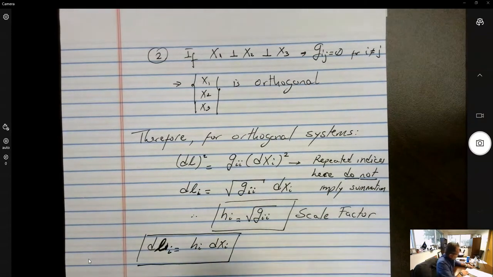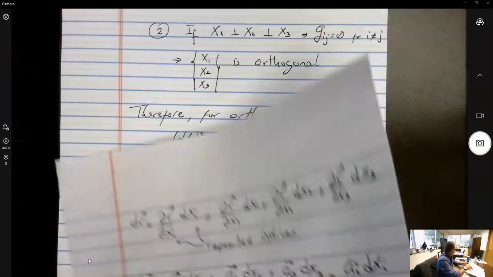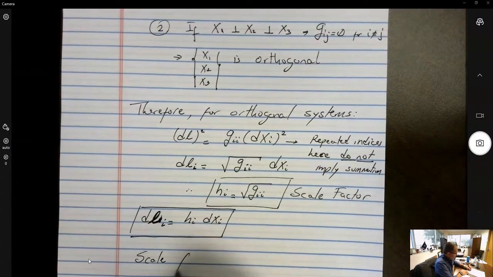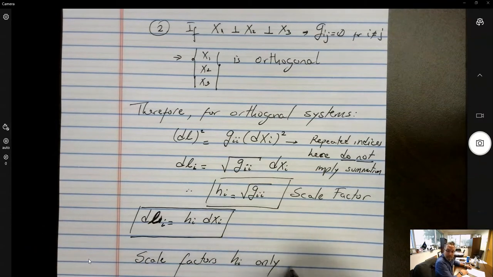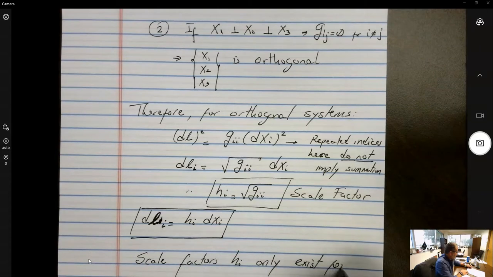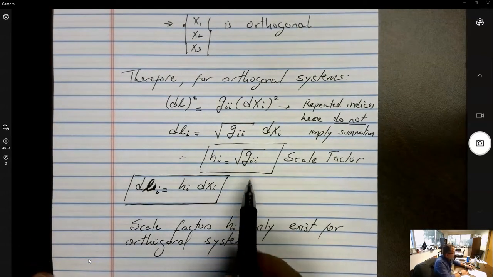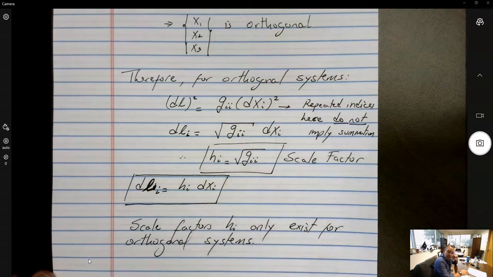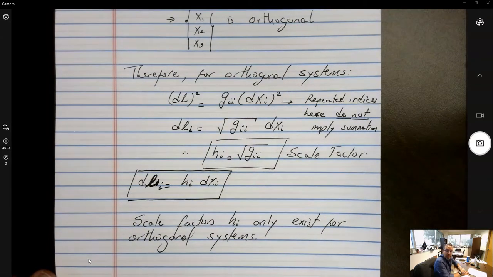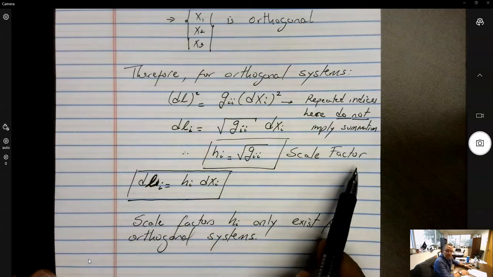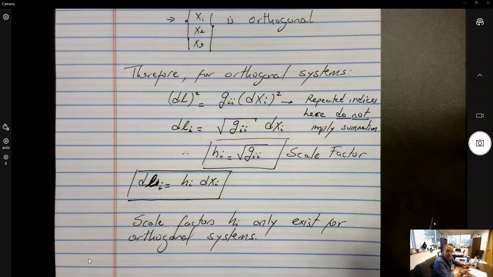All right, so scale factors hi only exist for orthogonal systems. They only have a meaning or relevance for orthogonal systems. So taking the square root of each of the diagonal elements of the metric tensor and calling them scale factors only has relevance when the off-diagonal members are 0. And that only is the case for orthogonal systems. All right.